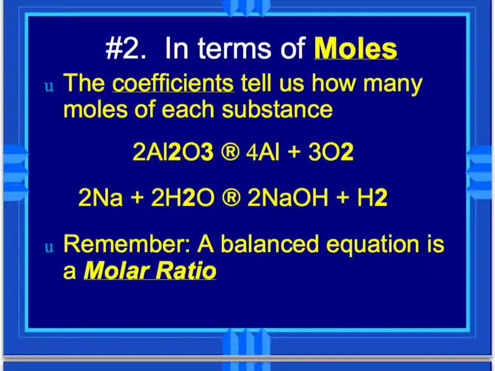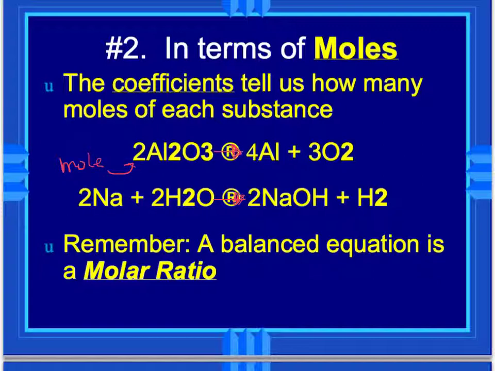A second way, and probably what for you is a new way to think about how to read a chemical equation, is in terms of moles. These coefficients can also tell us how many moles of each substance are needed. The way that we're going to read this formula now is we might say that 2 moles of aluminum oxide produce 4 moles of aluminum and 3 moles of oxygen. Now instead of using these coefficients as referring to molecules or formula units, we're referring to them as moles. These coefficients are telling us how many moles we're going to need.